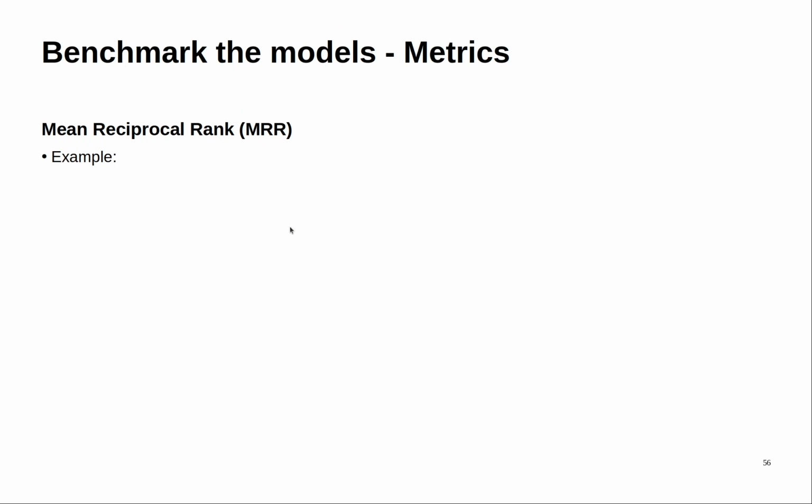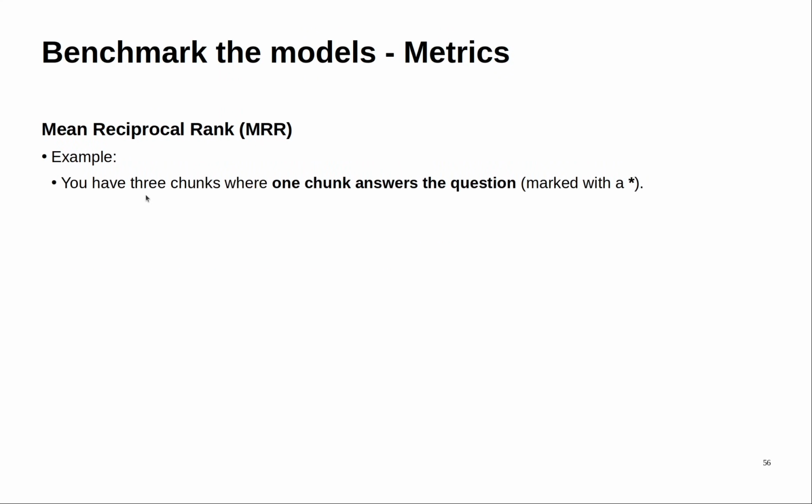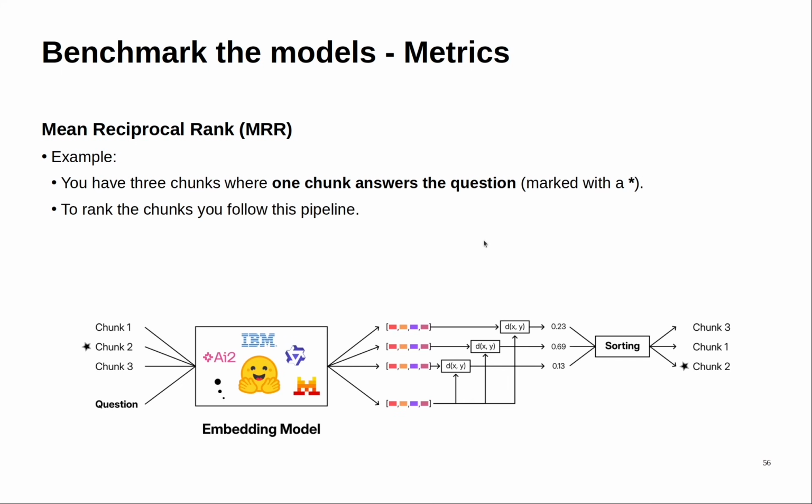Let's see an example to demonstrate this. Consider that you have 3 text chunks where one of them answers the question, and that chunk is marked by this star. Here I have 3 chunks and a question, and chunk 2 answers the question. The first step, so follow this pipeline with me. The first step you do is take all of these, give them to the embedding model, and as the output, you will get 4 dense vectors.